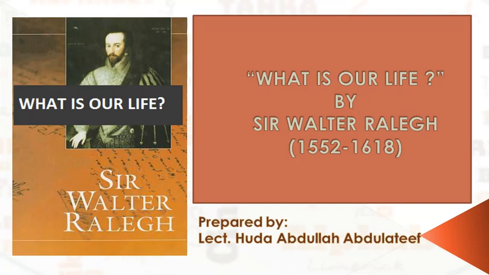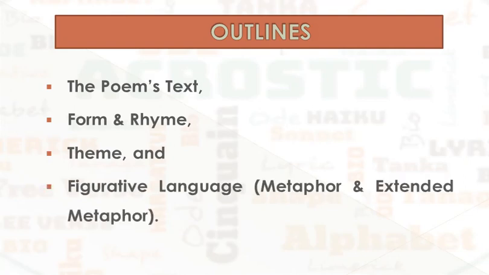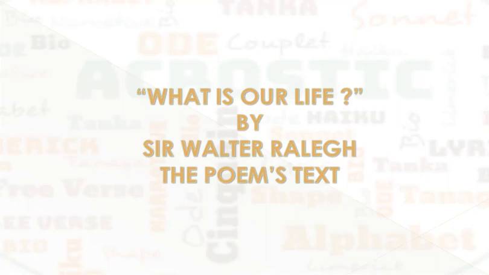In our lecture today, we will read and analyze the poem What is Our Life by the poet Sir Walter Raleigh, who lived between 1552 and 1618. So this lecture will include the poem's text, form and rhyme, theme, and figurative language, represented by metaphor and extended metaphor. Now, moving on to the poem's text of What is Our Life by Sir Walter Raleigh.